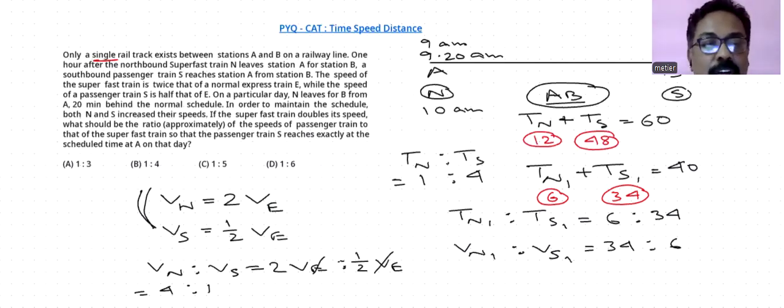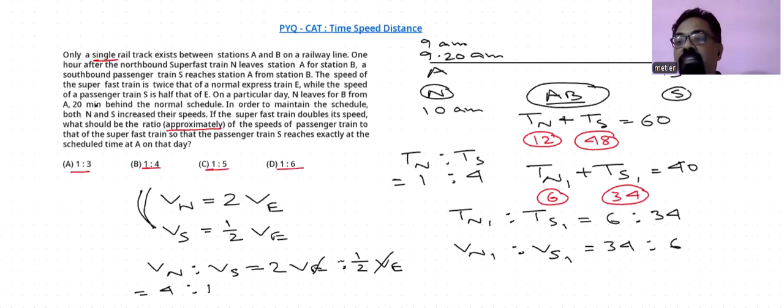The question asks for an approximated value. See here, the word is there, approximately. And one more thing, all the options are in integers. So obviously approximation is required. Here you have to check 34 is nearest to which multiple of 6? 34 is nearest to the sixth multiple of 6. 6 sixes are 36. So it will come as approximately 6:1.